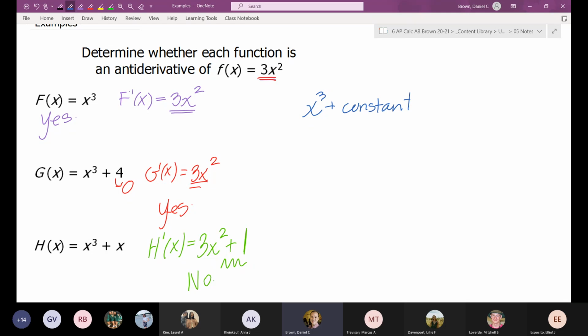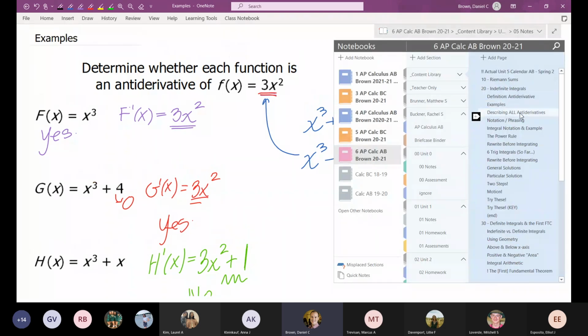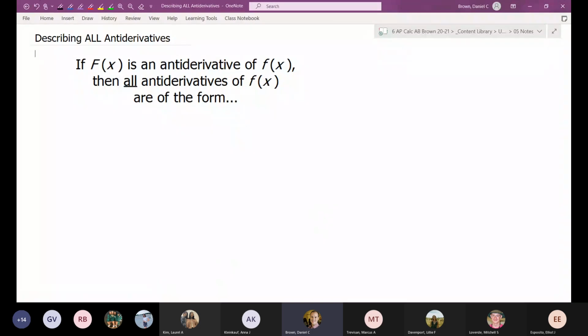We know that the derivative of a constant is always going to be 0. So for example, even if I chose something ridiculous like x cubed minus 10,000, that would still be an antiderivative of 3x squared, because the derivative of x cubed minus 10,000 is still going to give you 3x squared. So there are literally any number of antiderivatives we can find, and we want a way to represent all antiderivatives.